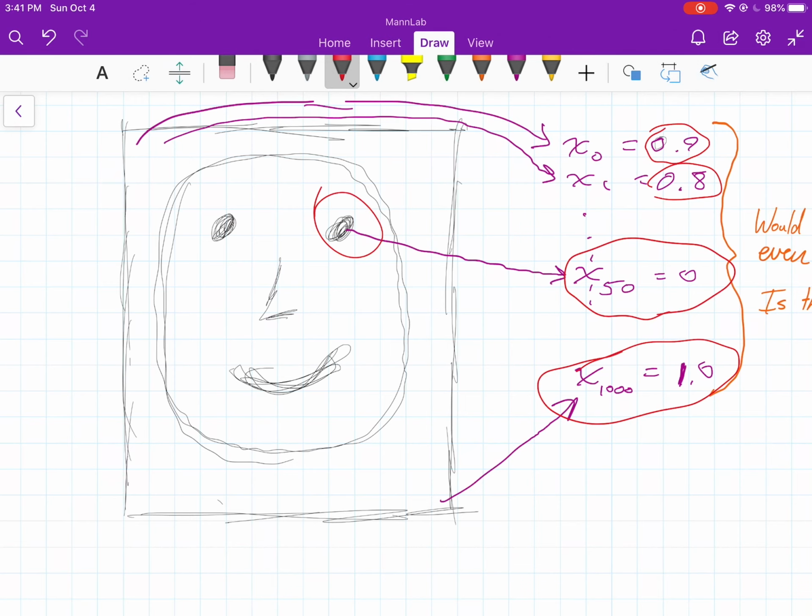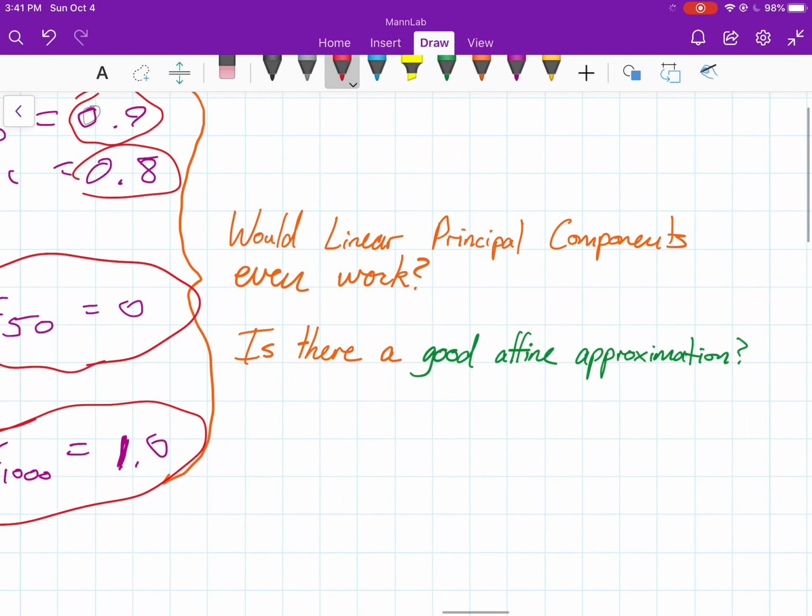This is very high dimensionality data, and so the question is, can we find good affine sets to project our vectors onto that do a good job of maintaining the detail?